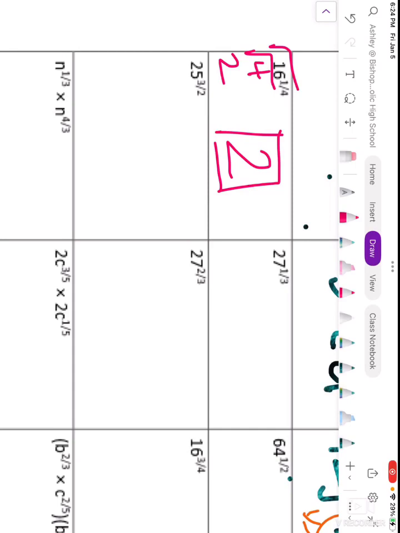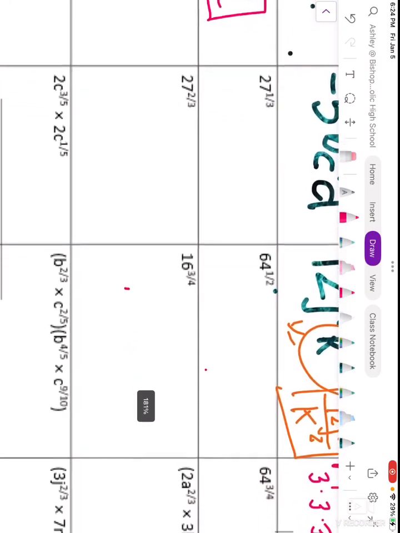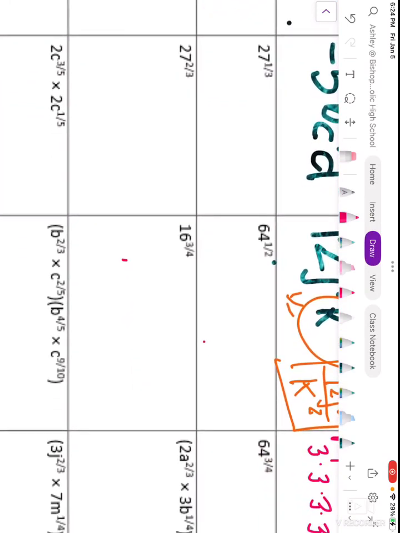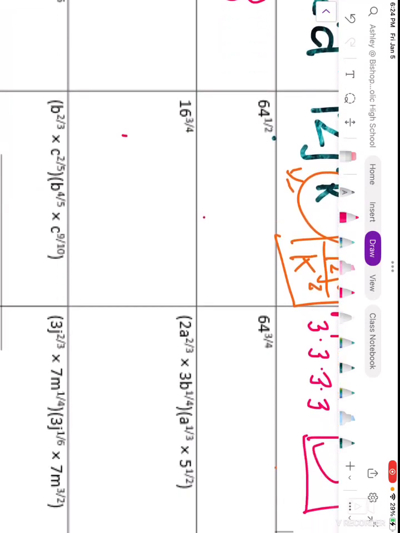27 to the 1/3, so a number you multiply by itself 3 times to get to 27, or the cubed root of 27, that would be 3, because 3 times 3 is 9, 9 times 3 is 27. 64 to the half, so a number you multiply by itself just twice to get to 64, that's the same as square rooting it. The square root of 64 is 8.